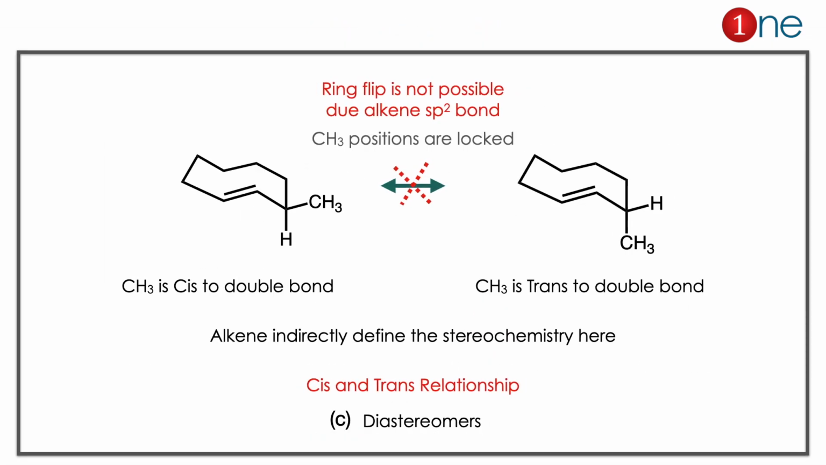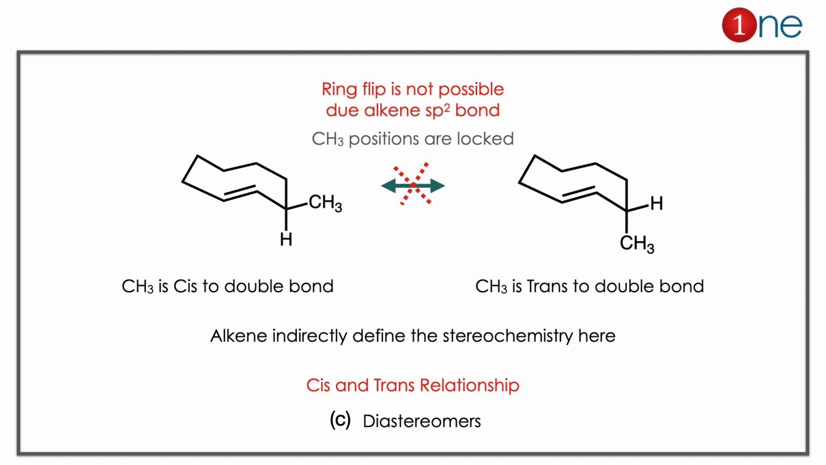Here everybody thinks both are homomers, but really it is not, because the alkene is there. Ring flip is not possible because it's an sp2 carbon, it won't bend like a cyclohexyl group. Ring flip is prevented, so the positions are absolute, or you can say the positions are locked. Now you can see the methyl group position. You cannot say cis and trans, but you can say from the double bond whether it is cis to the double bond or trans to the double bond. So it is like a diastereomer there.